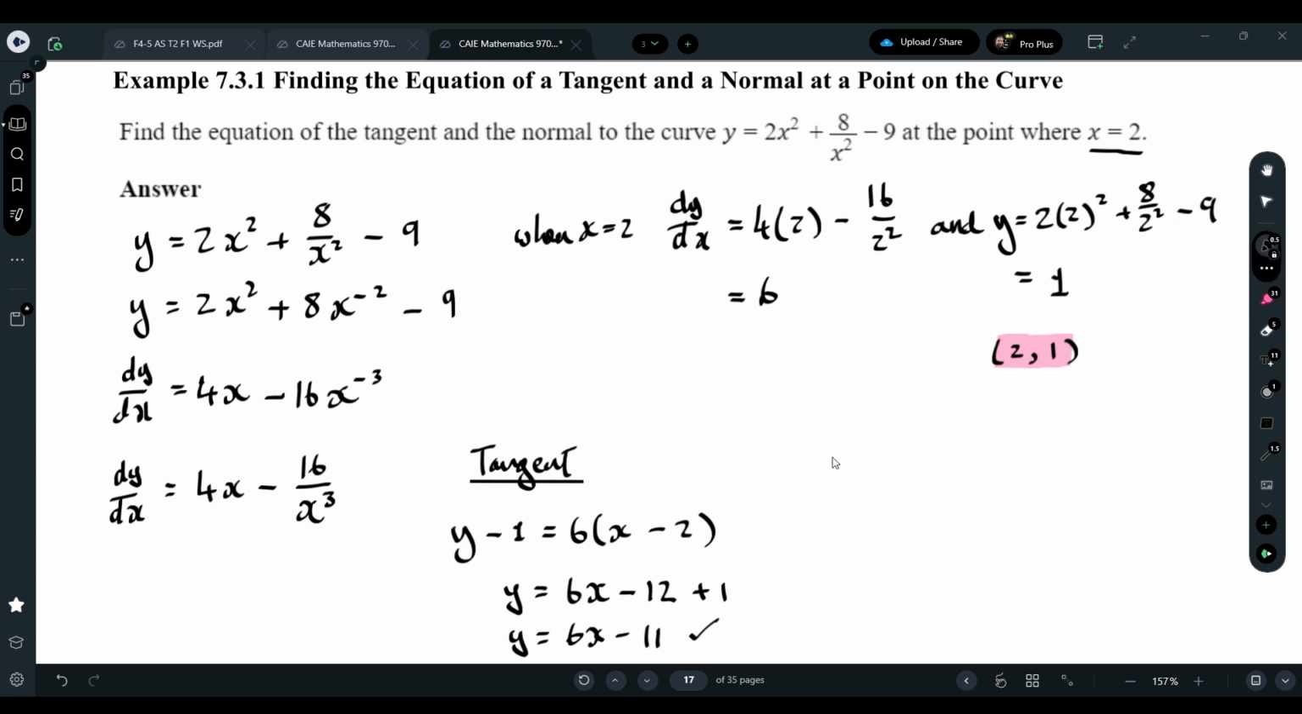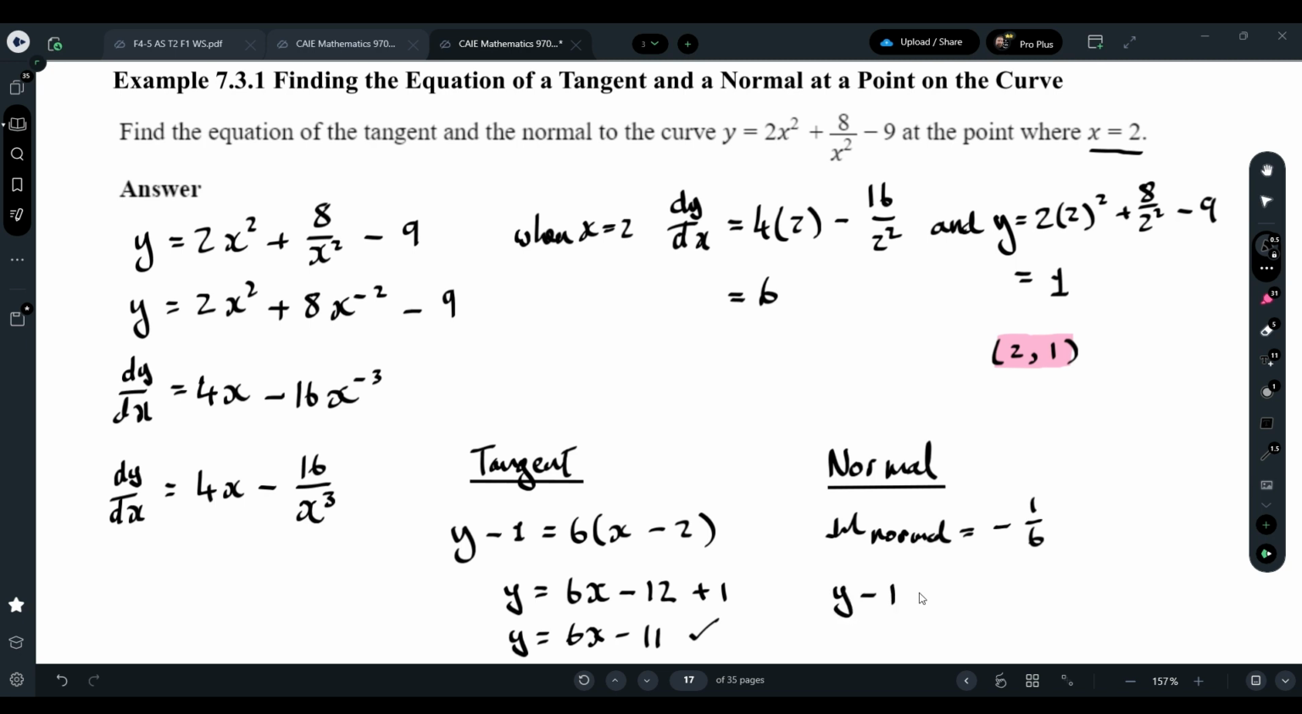To find the equation of the normal, we're going to do a very similar thing, except that the gradient of the normal will not be the same as the gradient of the tangent. The gradient of the normal is going to be the negative reciprocal of the gradient of the tangent. Because the gradient of the tangent is 6, the gradient of the normal will be negative, the opposite sign, and the reciprocal, 1 over the value of the gradient. From here on, we can use a similar technique.